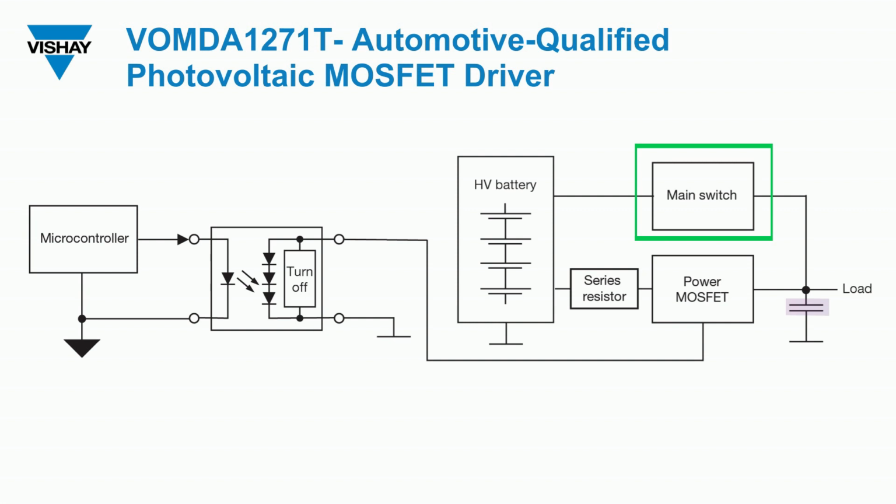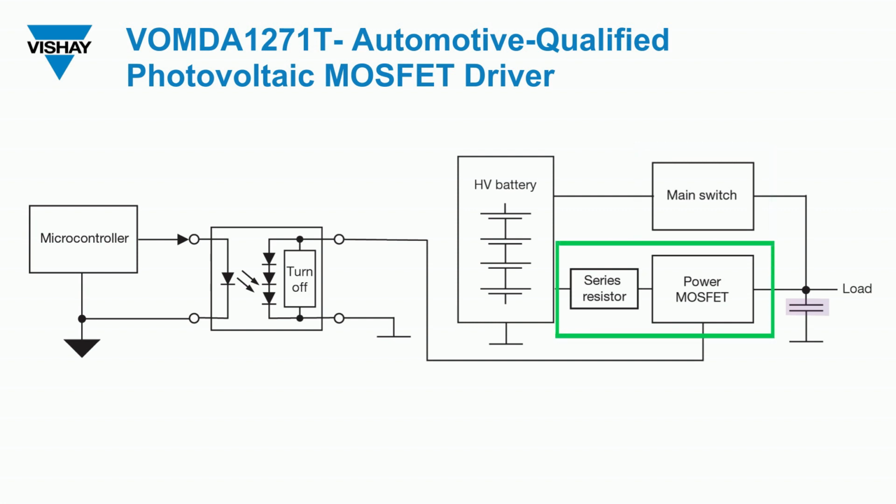With this, the high inrush current is limited by the resistor which is connected in series to the MOSFET and the capacitor. This in turn prevents damage to the connected loads.